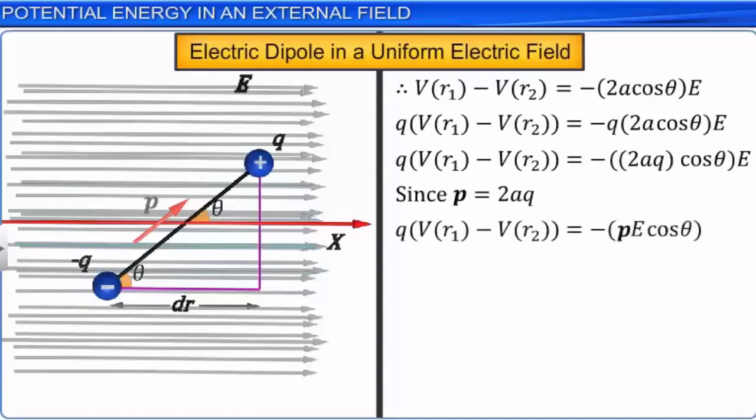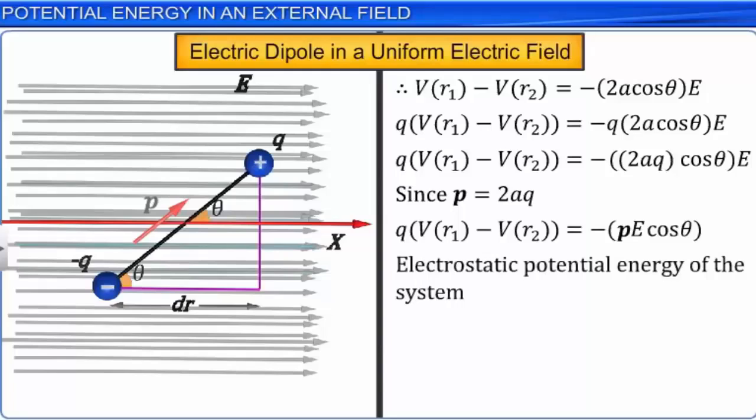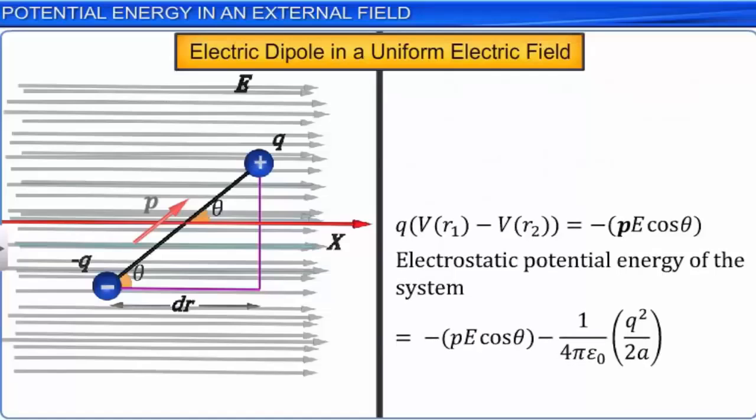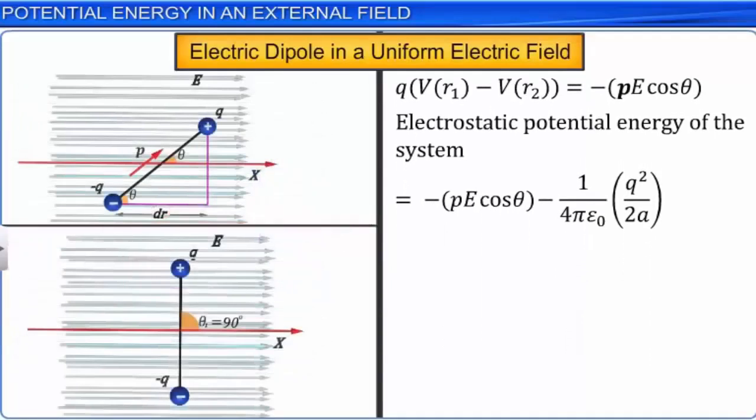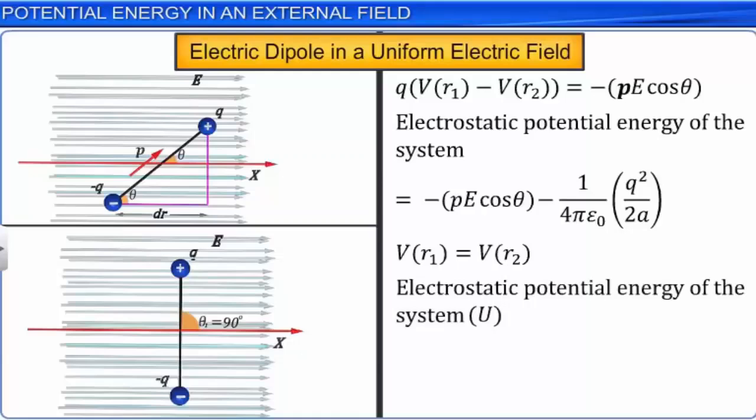Now the electrostatic potential energy of the system can be written as minus PE cos theta minus 1 by 4 pi epsilon naught q square by 2a. If the electric dipole were perpendicular to the field direction, then the potential V of R1 will be equal to V of R2, and hence PE cos theta will be equal to 0. And hence the electrostatic potential energy of the system will be equal to minus 1 by 4 pi epsilon naught q square by 2a.